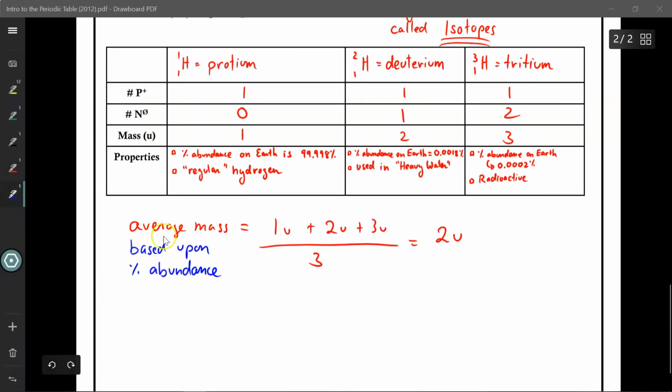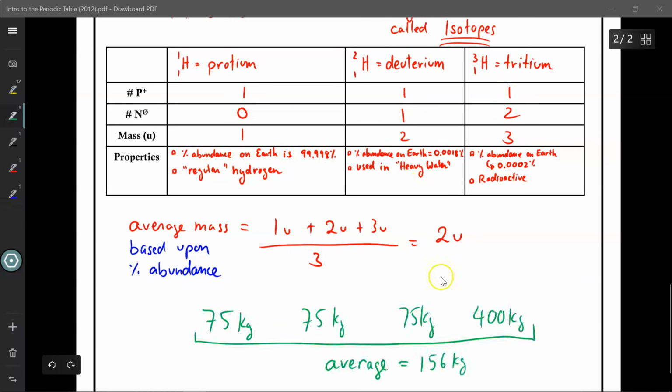Instead, this average mass must be based upon percent abundance. It has to factor in how commonplace each of these isotopes is on Earth. Imagine if I had 4 family members. 3 of us weigh 75 kilograms, but 1 person unfortunately is morbidly obese at 400 kilograms. Well, if someone asked what is the average mass for your family, it would be 156 kilograms. That is unhealthy. The doctor would want to put all of us on a diet when really it's just 1 person that needs to be on a diet. So using a regular average calculation can be misleading.